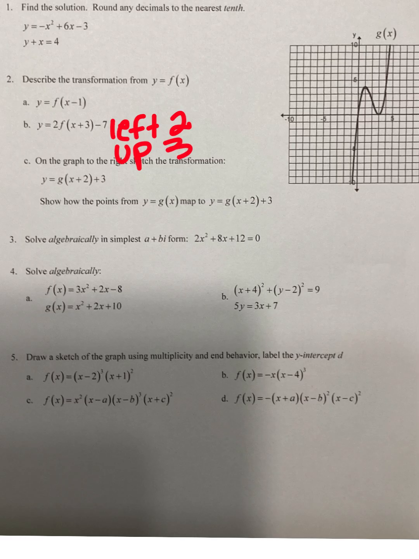All right, so I'm going to find some points here. So I'm going to take this point right here. I'm going to go to the left 2 and up 3. 1, 2, 3. Okay, now I'm going to take this point here. Left 2, 1, 2, up 3. 1, 2, 3. And then I'm going to take this point here, left 2, up 3. So I'm just counting, taking the points that I can grab and moving them to the left 2 and up 3.